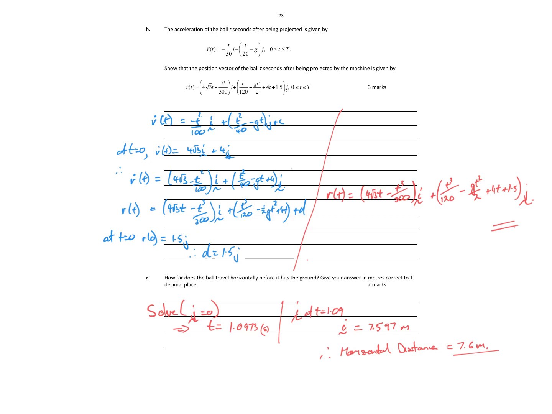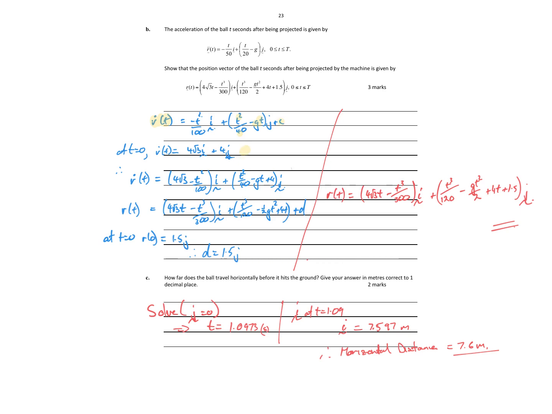All right. Acceleration of the ball is given by blah, blah. Show that the position vector of the ball is given by... Okay, so there's the acceleration. So r dot is going to be the integral of the acceleration, isn't it? So t squared on 100, t squared on 2 minus gt. So just integrate each expression plus some constant.